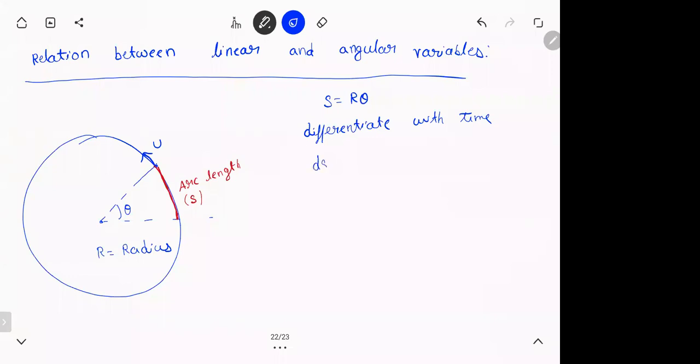Then you get ds by dt equals R d theta by dt. What is ds by dt? Rate of change of distance. That is nothing but velocity. But remember, this is which velocity? Tangential. Because s is a tangential distance, arc length. Velocity you get is tangential velocity, r into omega.